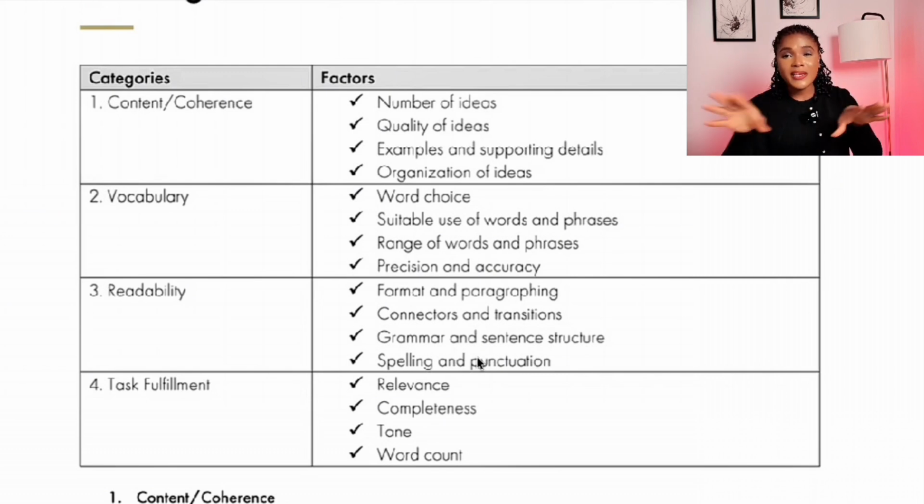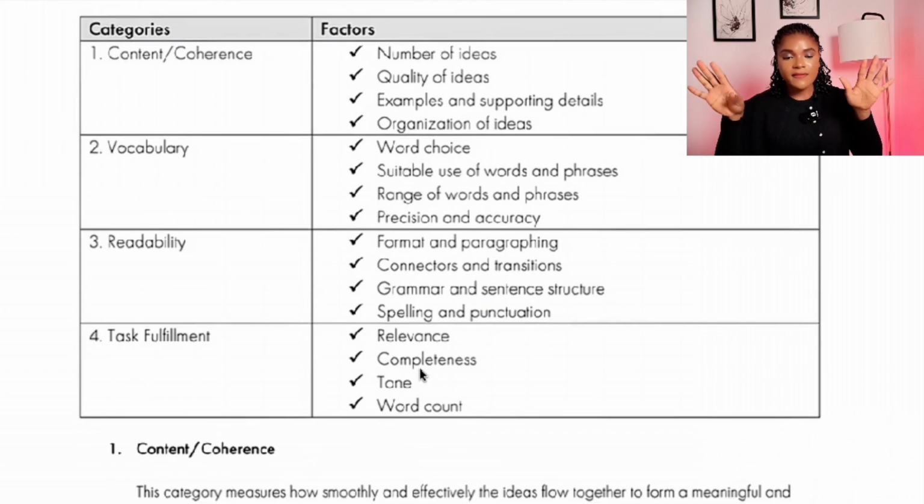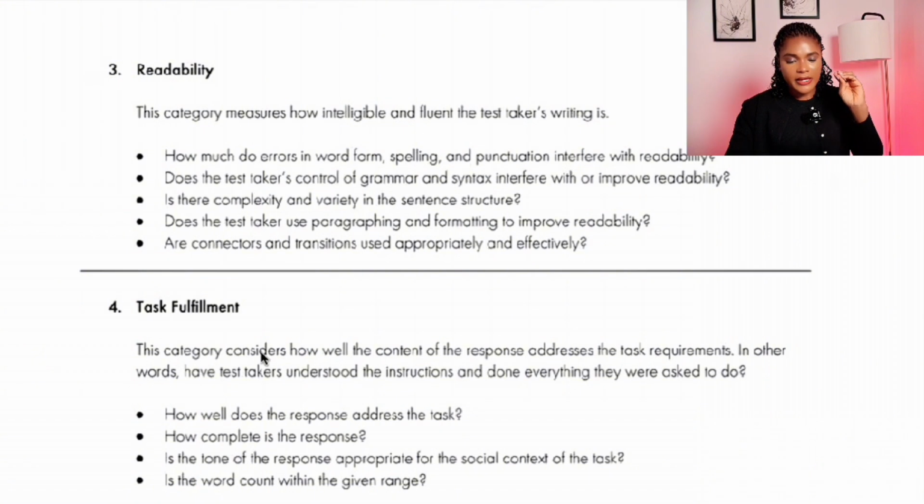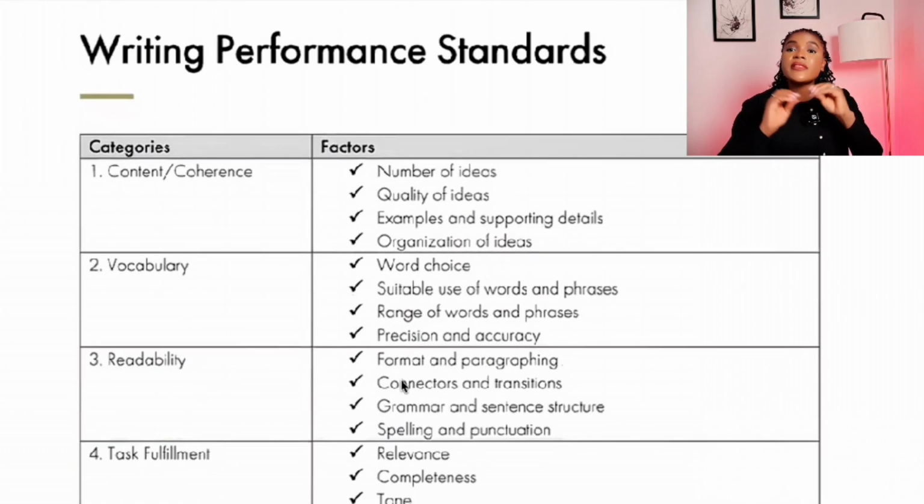The simpler, the better. Now we've come to the final part, or the final category, which is task fulfillment. Again, let's check what the raters are checking. This category considers how well the content of the response addresses the task requirements. In other words, have test takers understood the instructions and done everything they were asked to do? Simply put, did you answer all the questions?